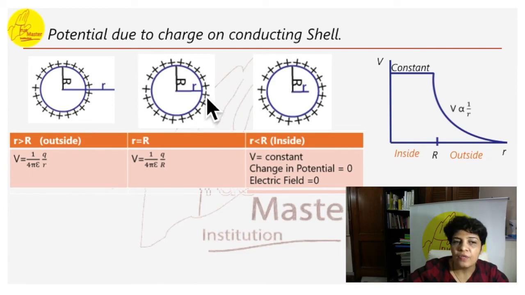Now for the third part, we know the electric field inside a shell is 0. We have already derived that the electric field inside a shell is 0 because it is hollow, it's empty from inside. There is no change in the potential. Now understand this part: potential is not 0, but there is no change in the potential. Potential is constant. So we will say V is constant.